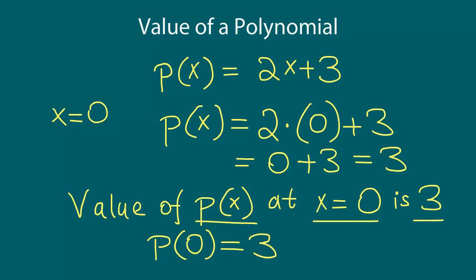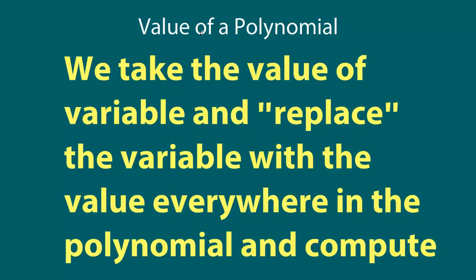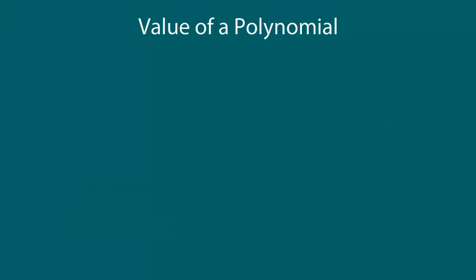So let's take a look at some more examples which will help us clarify. But before that, let's try to define this. To find out the value of a polynomial, we simply take the value of the variable and replace the variable with the value everywhere in the polynomial and calculate. So let's take some examples: some linear polynomials, some quadratic polynomials, and some cubic polynomials.